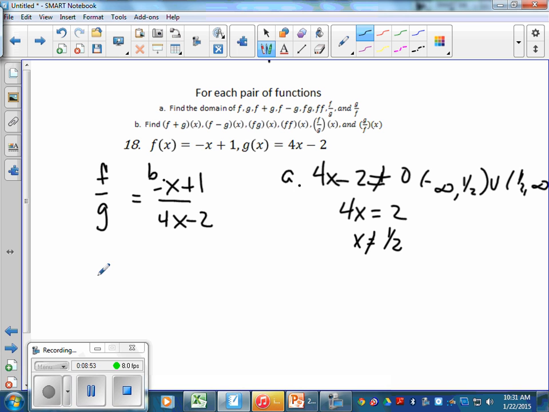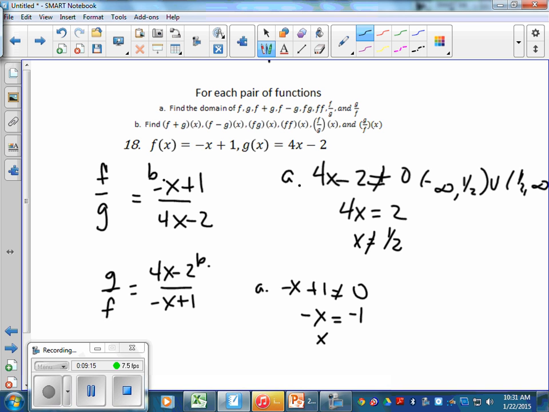And then finally, the last part of this question, g divided by f, is just 4x minus 2 over negative x plus 1, and that's the answer. And then your domain, so this is part B, and your domain is that the bottom part of the fraction can't be 0. So you solve this. Negative x can't equal negative 1. Divide by negative 1. X can't be 1. So you can either write it like that, x can't be 1, or you can say from negative infinity to 1, and then from 1 to infinity.